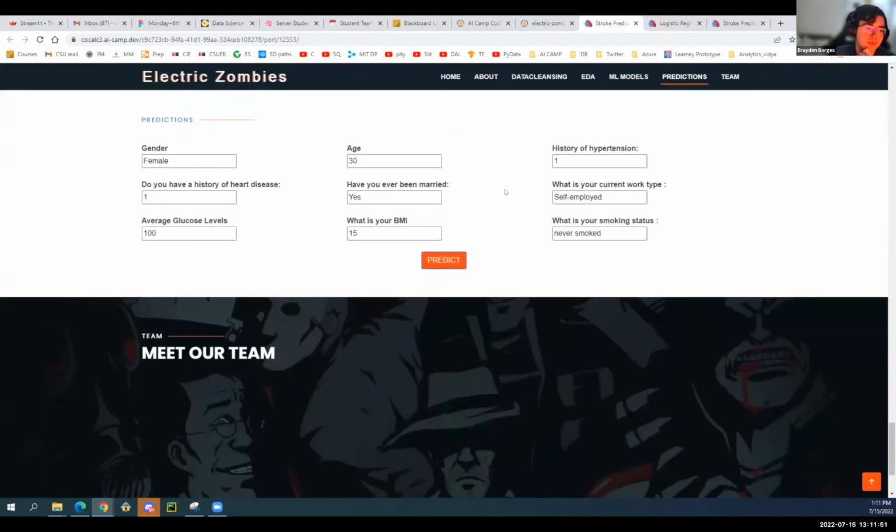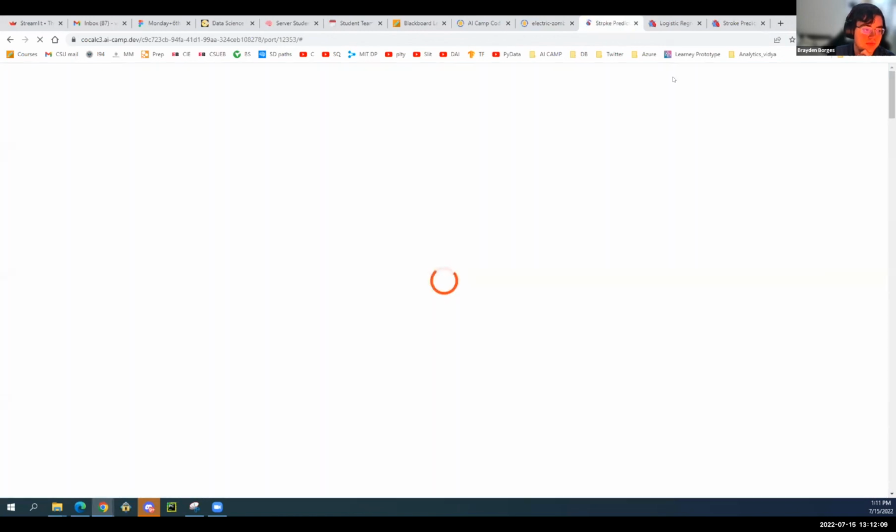To demo our results, we have created a form where a user can input some medical information and get back a predicted probability of having a stroke. The information we ask for is gender, history of hypertension, average glucose levels, age, BMI, and smoking status, along with a few others. Once the user has pressed predict, the program will give a probability of having a stroke.